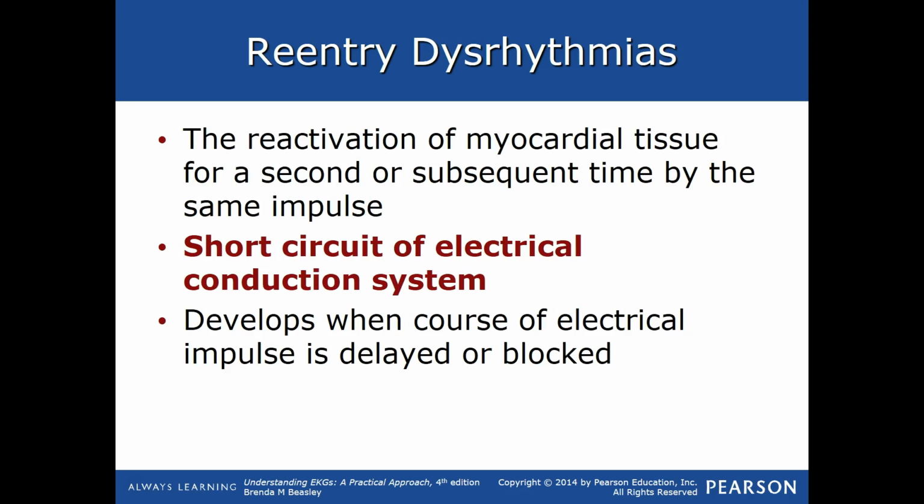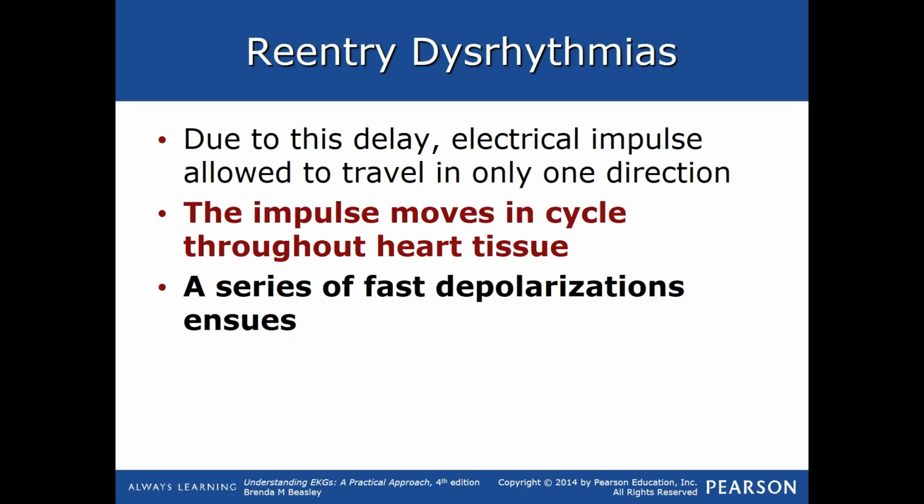Your text will tell you that it's kind of a short circuit of the electrical conduction system, and what happens is somehow this impulse is either delayed or blocked, and that's how it just continues to be used. Most of the time, that impulse is used one time and it causes the heart to contract and it goes away, but not all the time.